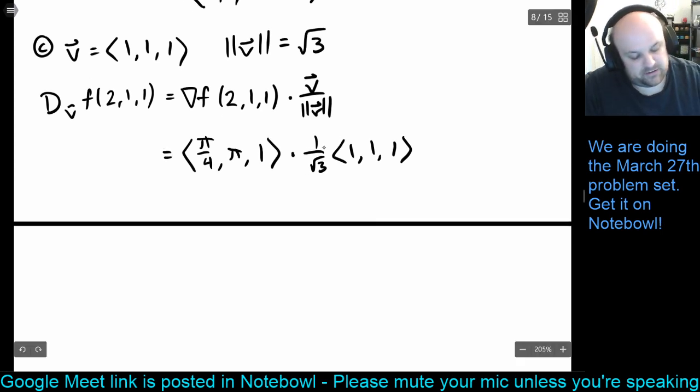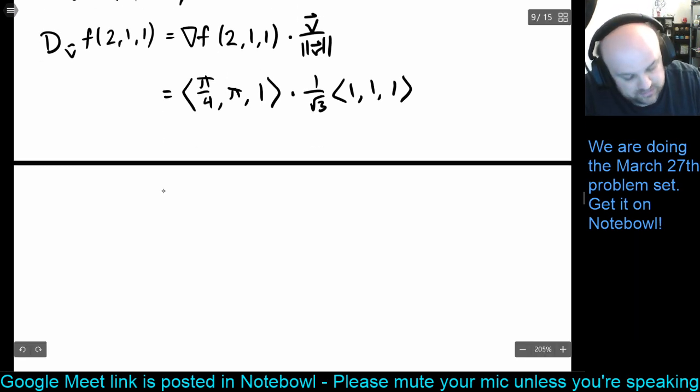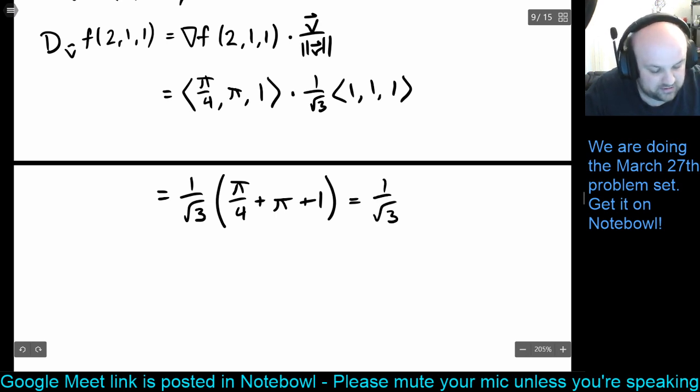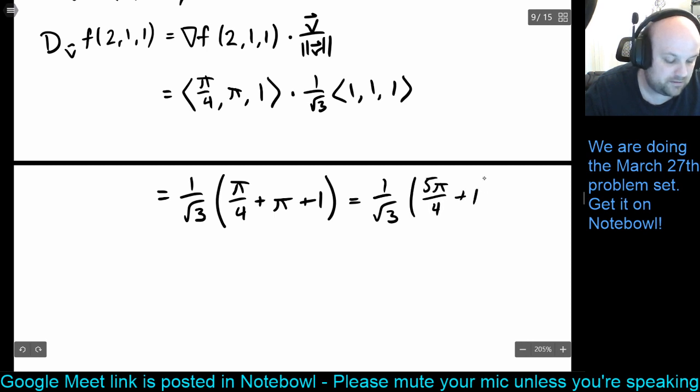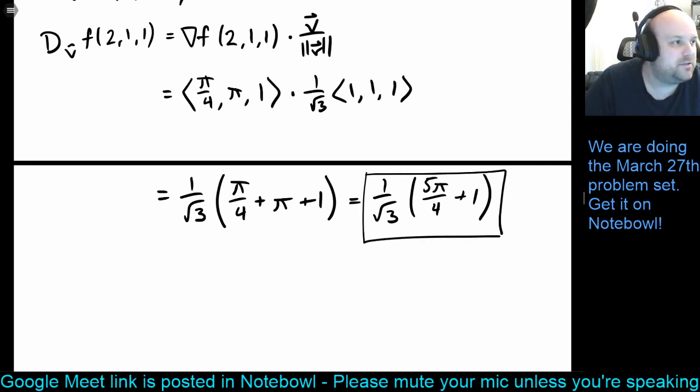Right. And remember, this number here, this 1 over root 3, we can just factor that all the way out of the dot product. There's no reason to let it make a mess on the inside. So, right, this will be 1 over root 3 times pi over 4 times 1 plus pi times 1 plus 1 times 1. So the nicest you're probably going to get this to look, I mean, you can do a little more if you want, but this will be 5 pi over 4 plus 1. I'd say that's a pretty good place to stop for it.